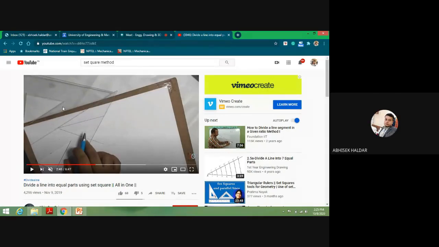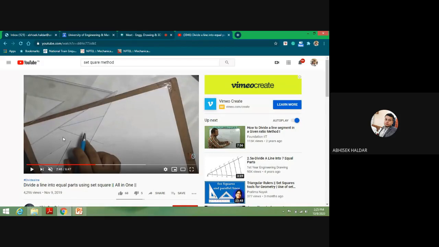If this set square is fixed, and it will slide over. Yes, sir. I'm trying to explain it to you, because it is obviously very difficult to explain over here, but still, that's why I'm taking help of a video, so that you can see how he or she is sliding one set square.